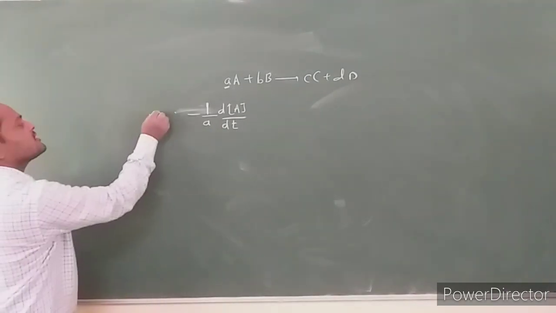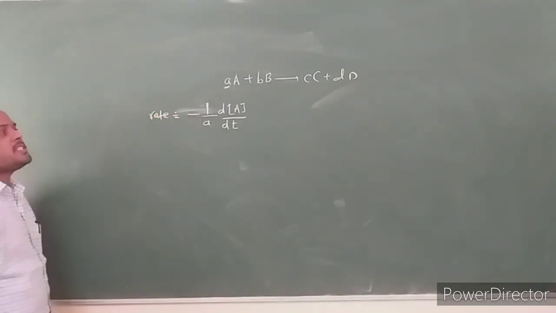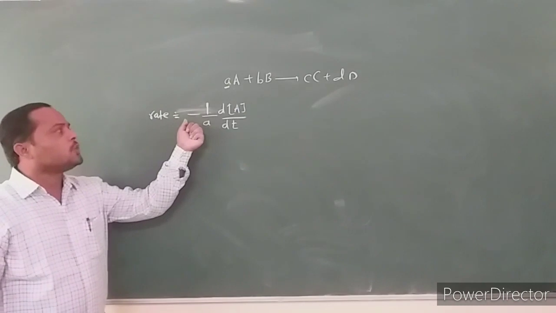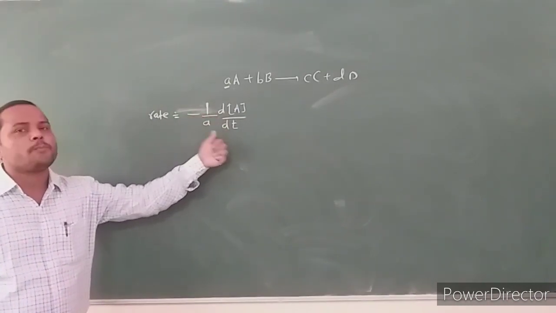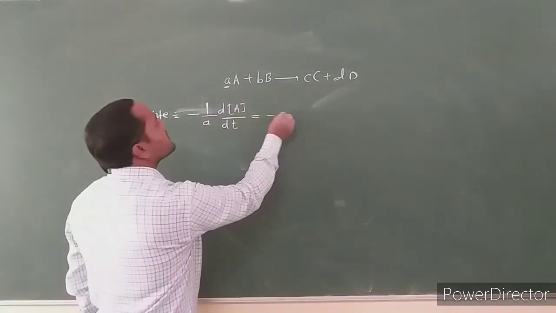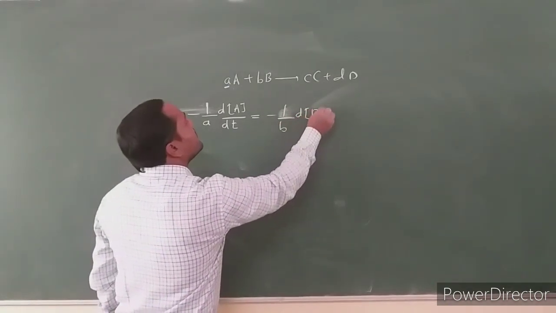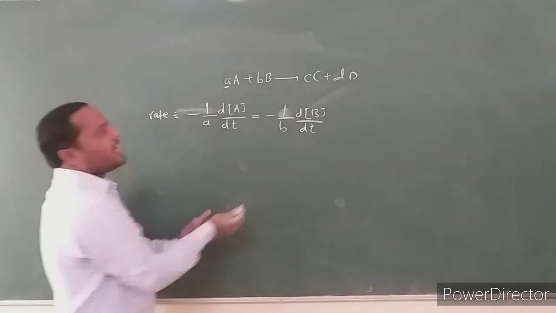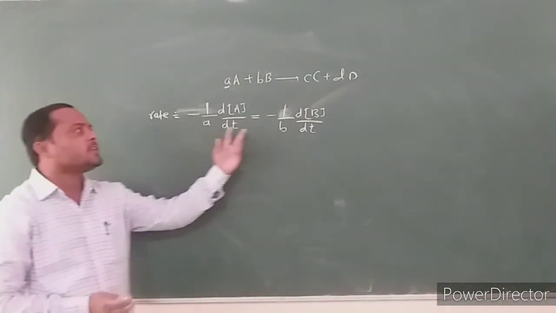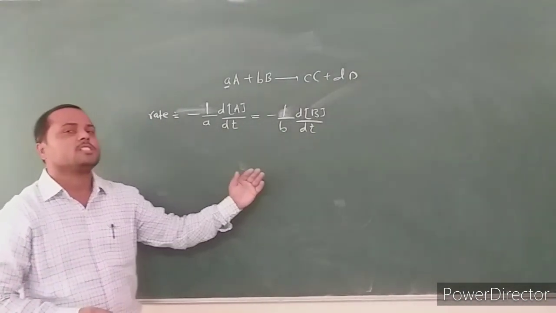This is the rate of reaction. How to express the rate of reaction? Rate of reaction is equal to minus 1 upon A dA upon dt. It is also expressed as minus 1 upon B dB upon dt. The reactant concentration is decreased. The negative sign represents the decreasing concentration.